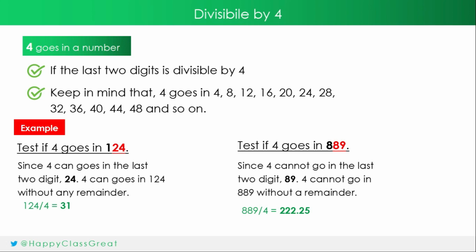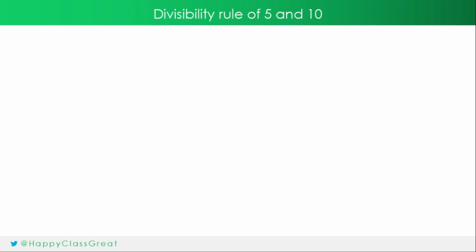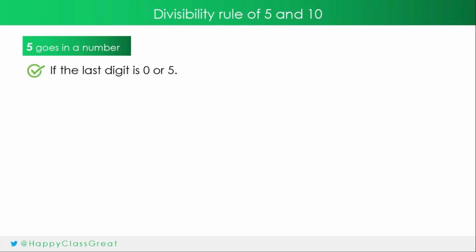Now, let's quickly check how to know if 5 can go into a number without remainder. And I'll even combine 5 and 10 together, so that it will be easy for you. After this one, we are going to move back to what we have done before, which is changing from decimal to fraction. So how do you know if 5 goes into the number? Any number that ends with 0 or 5, definitely 5 goes into the number without remainder.